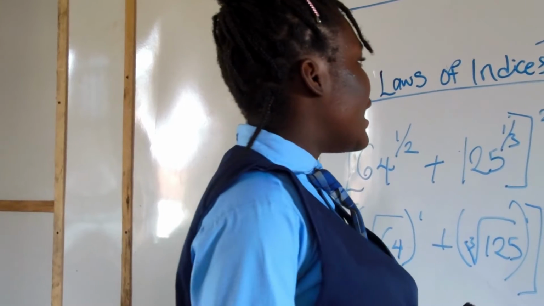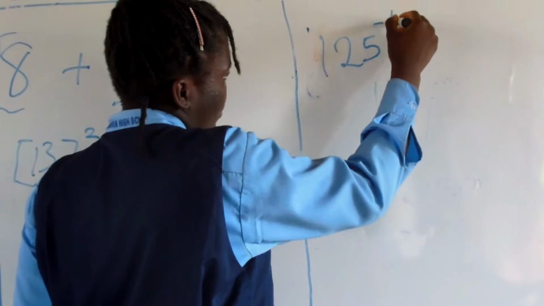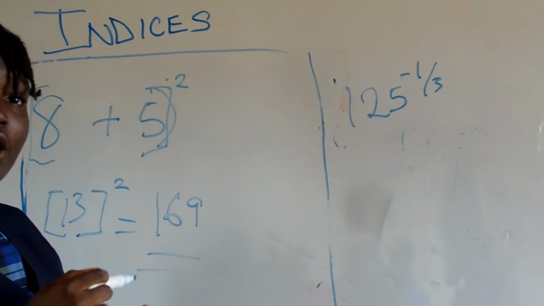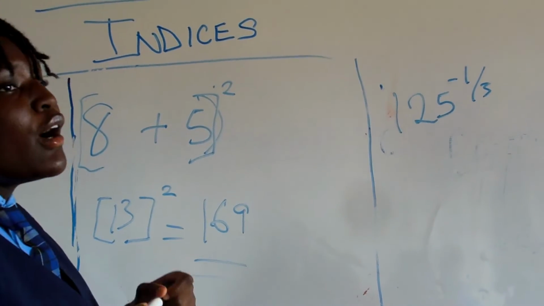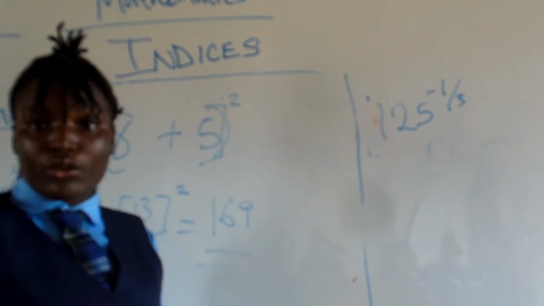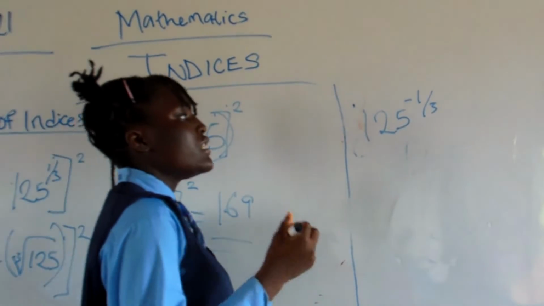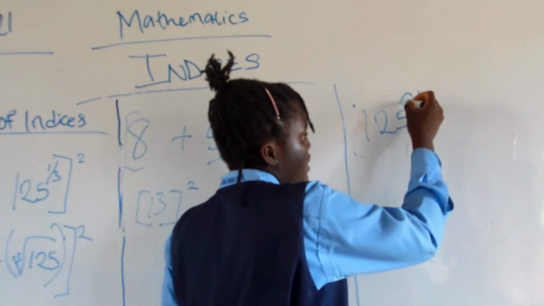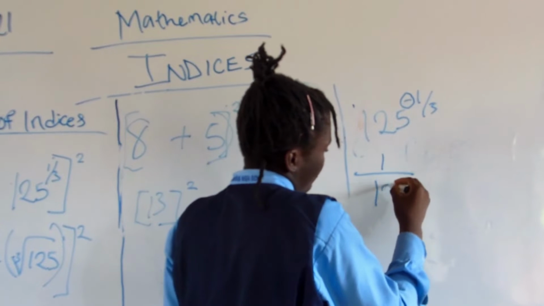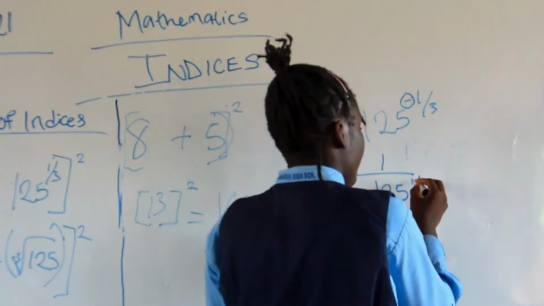I found out that if we have 125 raised to the power of minus 1 over 3, we are going to apply 2 laws here, which are the fractional or root law and the negative index law. When I started solving this, I applied the fractional law before the index law, which makes it difficult to solve. But if you want to make it very easy, you have to remove this minus by applying the negative index law, which is 1 over 125 raised to the power of 1 over 3.